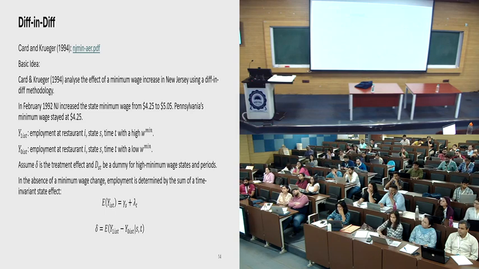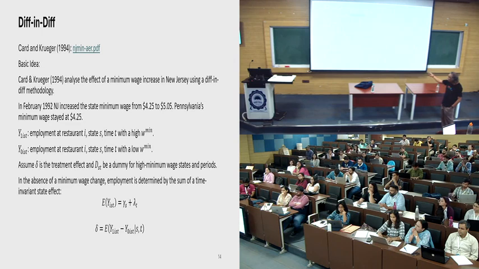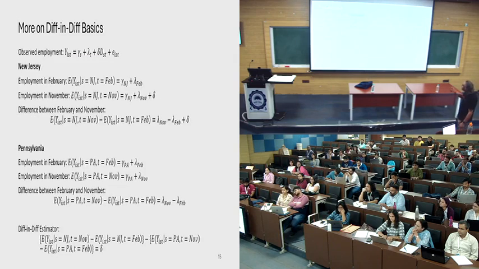So note, delta is the treatment effect and DST is nothing but the dummy. In the absence of a minimum wage change, employment is simply determined by the sum of the time invariant state effect, gamma S, which is the state effect, and lambda T, which is nothing but the time effect. Clear? Now, if I think of the delta, delta would be nothing but the difference in the mean, conditional on the state and the time period. Clear? And hence, this is my observed employment.